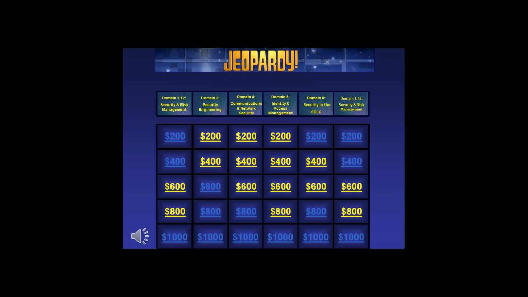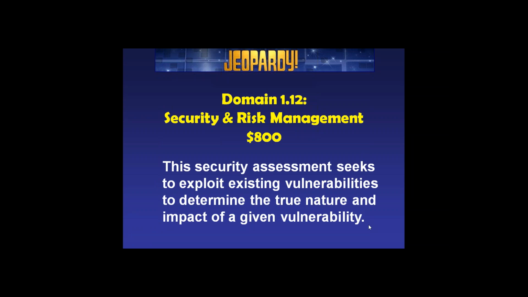All right. George, what do you got? All right, let's do domain 1.12 for 800. 1.12 for 800. Here we go. You guys are all over these things. First correct response is from Becky.